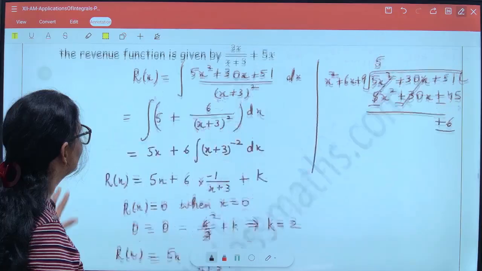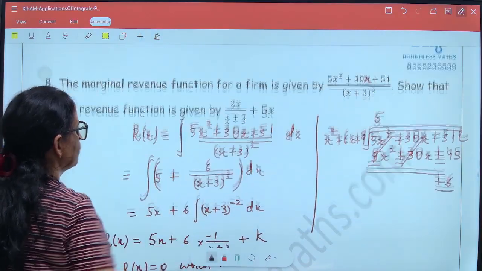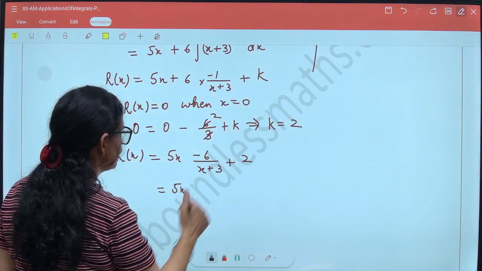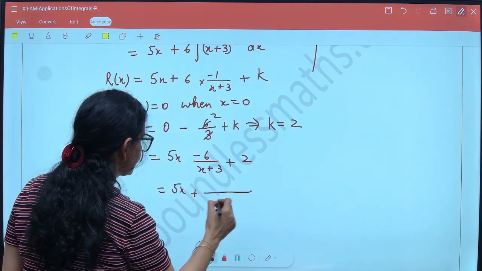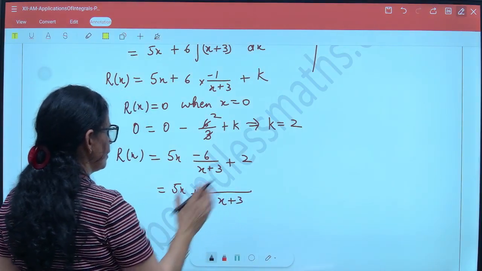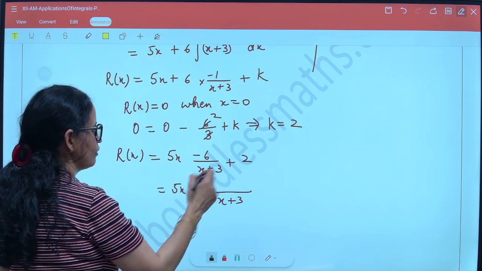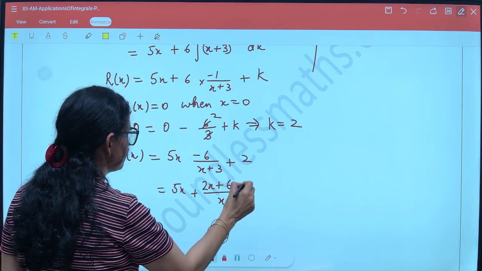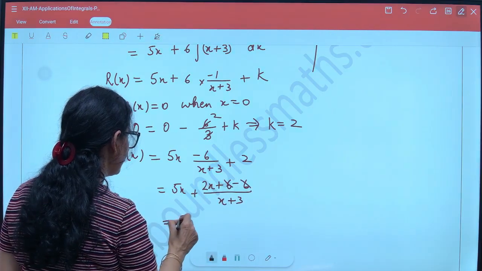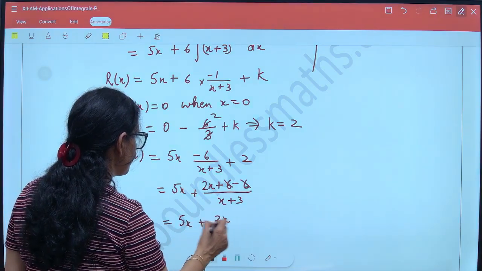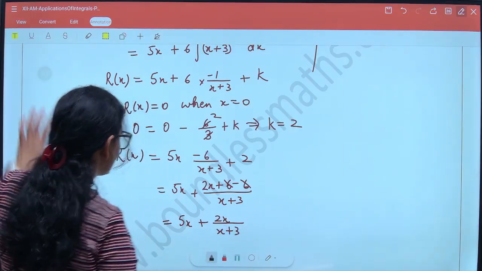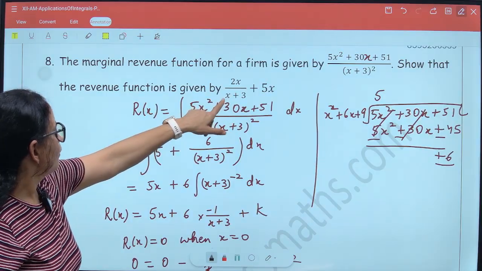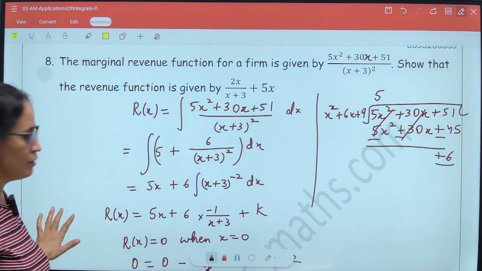But we need to prove a slightly different expression, 5x plus 2x upon x plus 3. So that means you leave this 5x aside and club both these terms. So you get 5x plus, take the LCM, x plus 3. I have deliberately made this plus. So first I will cross multiply x plus 3 by 2. So this is 2x plus 6 minus 6. So eventually you get 5x plus 2x upon x plus 3, which is the same expression that is given to you in the question here, 2x upon x plus 3 plus 5x, right?